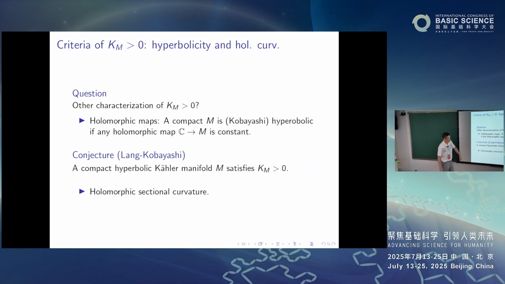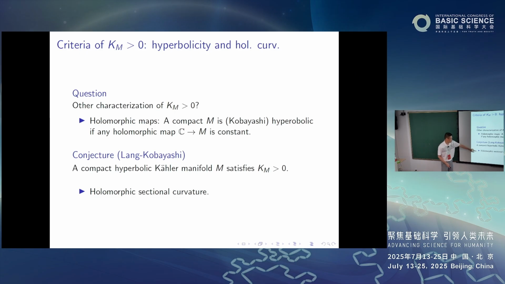Now the conjecture of Lang and Kobayashi is that if a Kähler manifold is hyperbolic, then K_M should be positive. That's the conjecture, and so far it is still open. The original conjecture of Lang is about the projective case, and Kobayashi extends the conjecture to Kähler. Even for the projective case, it is still open.